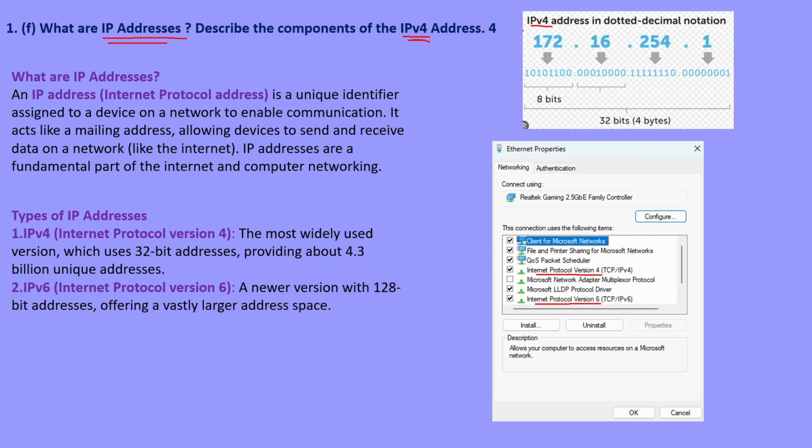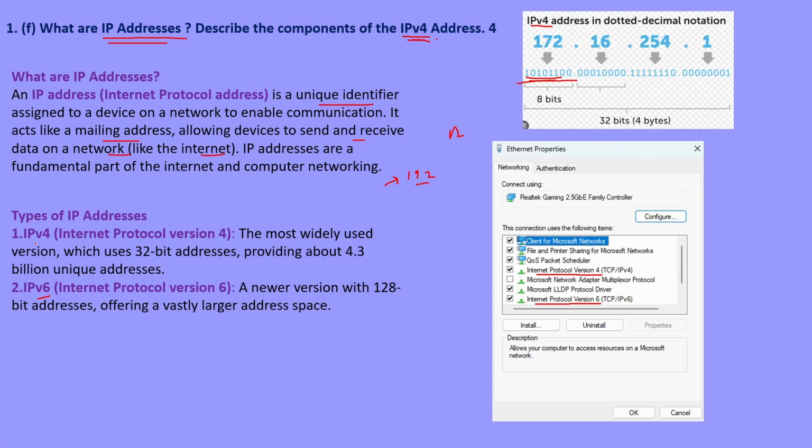IPv4 has 8 bits, which is called an octet. As we know, every computer has a starting IP address of 192. Why? Just because they belong to class C. There are classes A to E. Every computer has a unique mailing address that allows a device to send and receive data on a network like the internet. So what is the difference between IPv4 and IPv6?